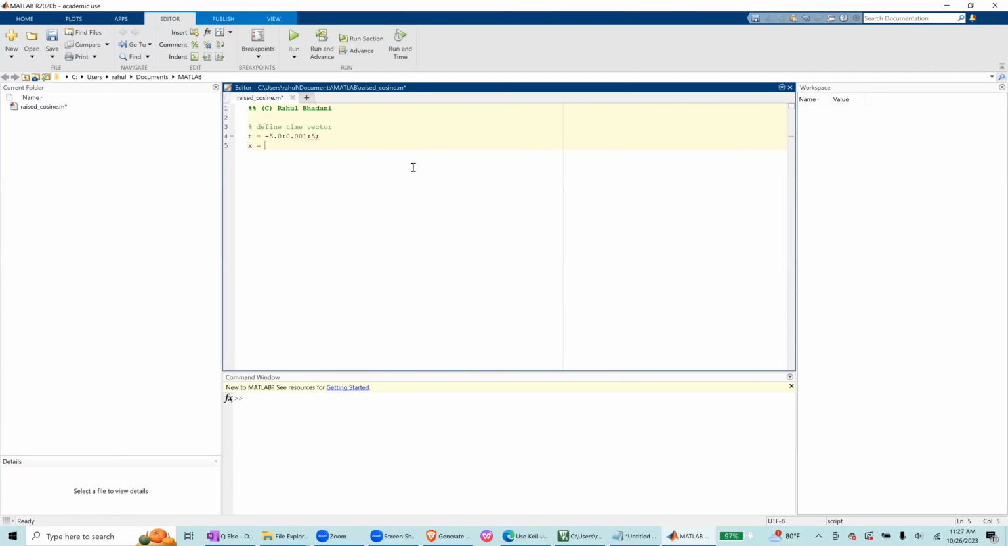Then my x is 1 plus cos pi multiplied by t, multiplied by heaviside. Heaviside is your u function in MATLAB. Heaviside of t plus 1, with dot star because we want element-wise multiplication, minus heaviside of t minus 1.